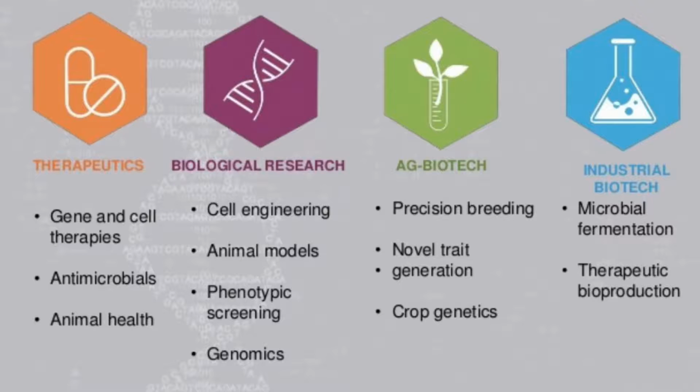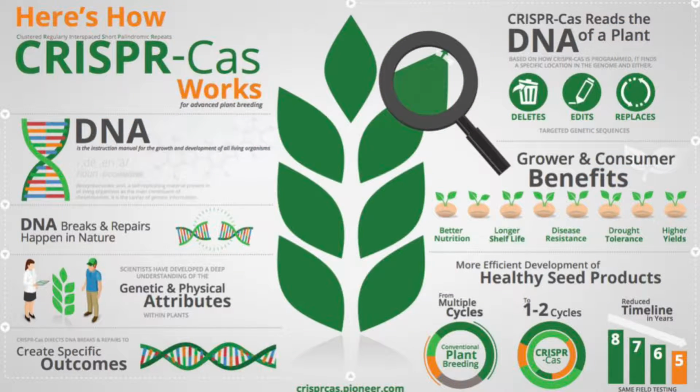Also, a 2017 study published in Kidney International described the generation of polycystic kidney disease in rats. By discovering what genes cause certain kidney disorders, scientists can discover how to prevent these disorders in humans. And in agriculture, CRISPR has many possible benefits such as better nutrition, disease resistance, drought tolerance, and higher yields in as little as 1 to 2 cycles of the CRISPR-Cas9 therapy.